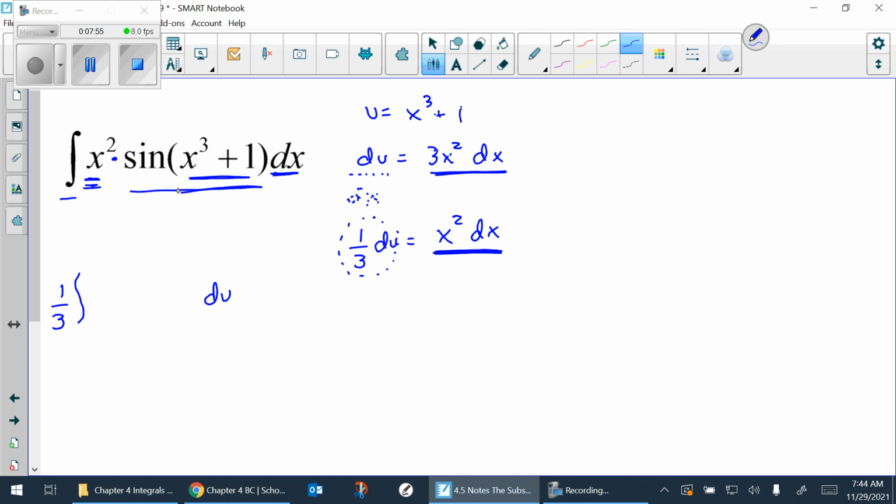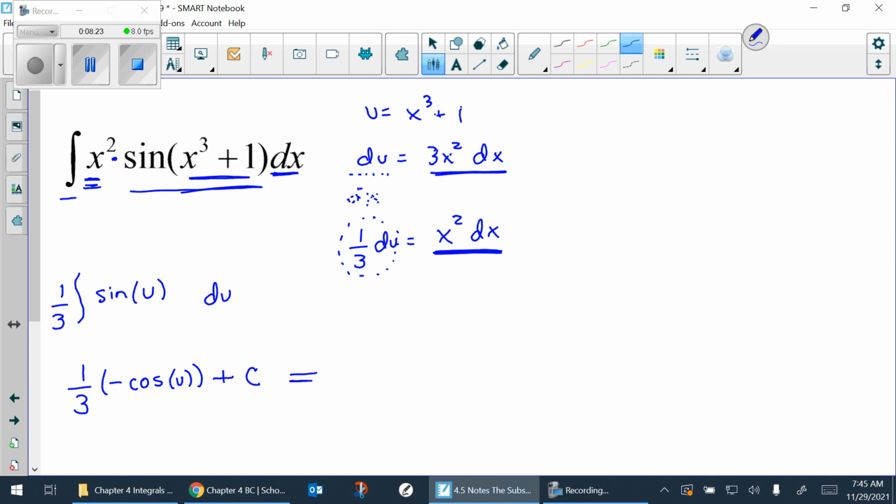Now this, sine of u. Well, the antiderivative, and the 1/3 comes along for the ride. The antiderivative of sine u is the opposite of the cosine of u plus c.